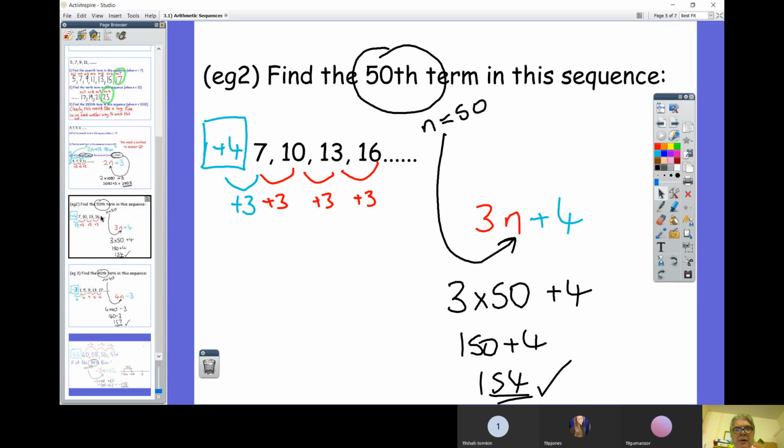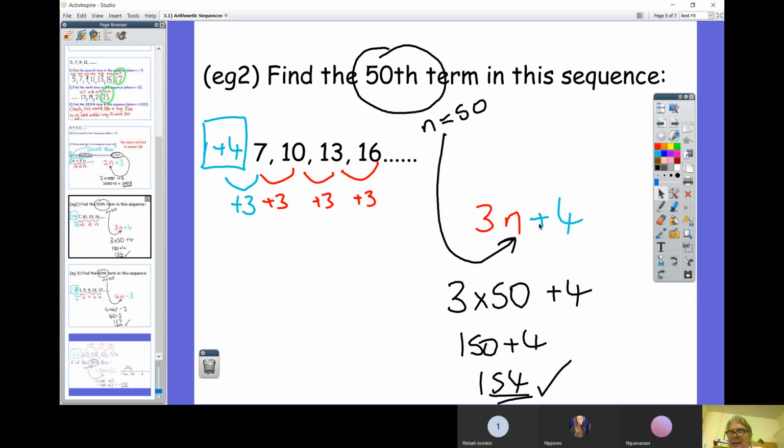So, let's remember what this was all about, guys. The idea here is, in theory, we could work out the 50th term, no problem. We just have to write them all out, and it would take a long time. If we're working out the millionth term, it would take us even longer. So remember our strategy. Step one, you see how much you're going up or down by, and that was 3s in this example, and you put an n after it.